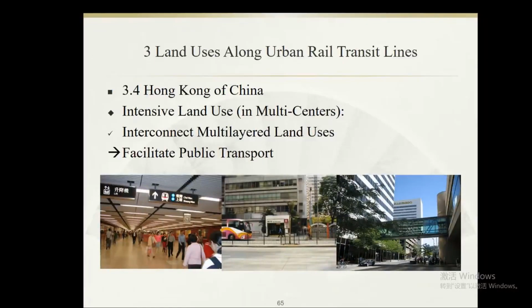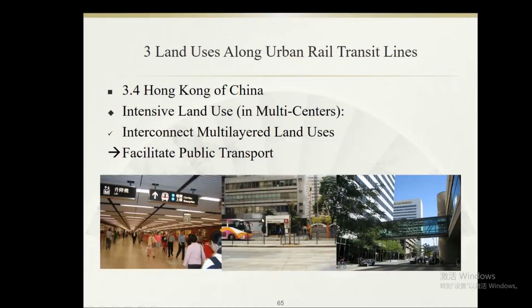The third characteristic of intensive land use is interconnected, multi-layered land uses. You can see different buildings are connected, as I have explained. For example, you can use the bridges, the road, the ground, and the tunnels underground. Sometimes you can even find that this is the gate of this building, but it is also the exit of the metro station.